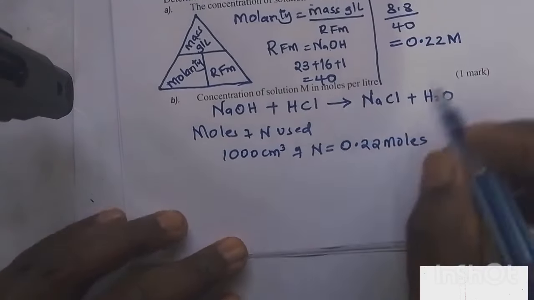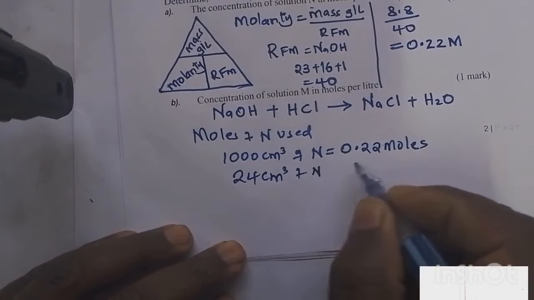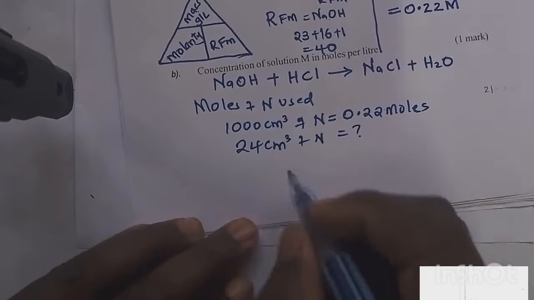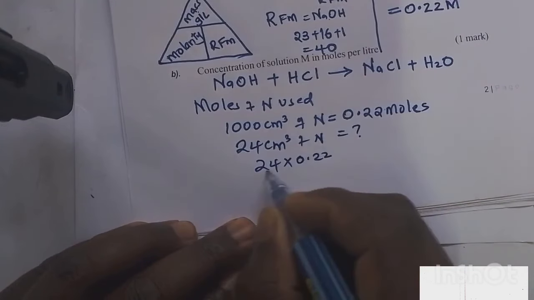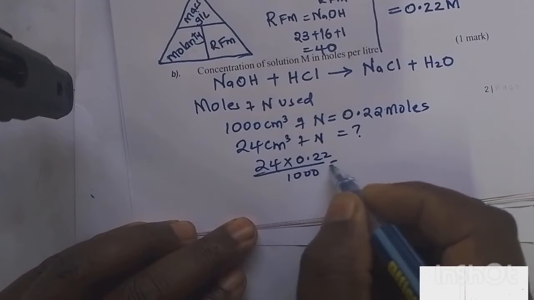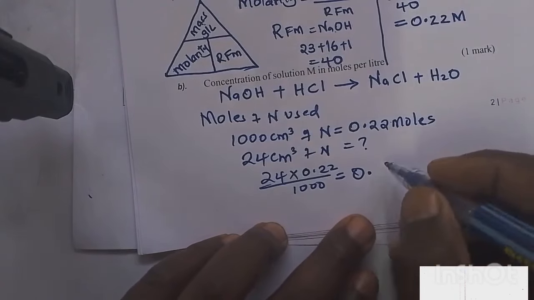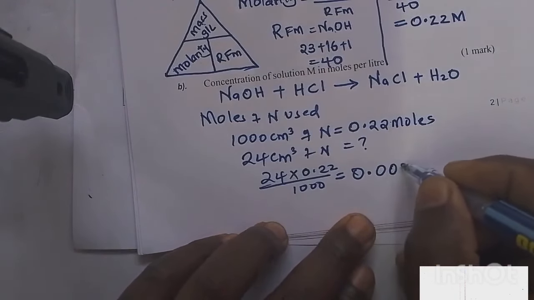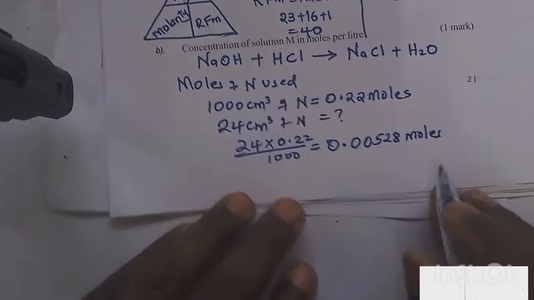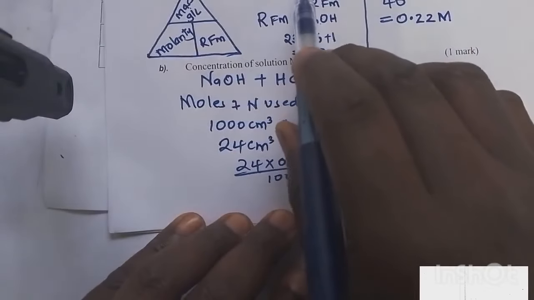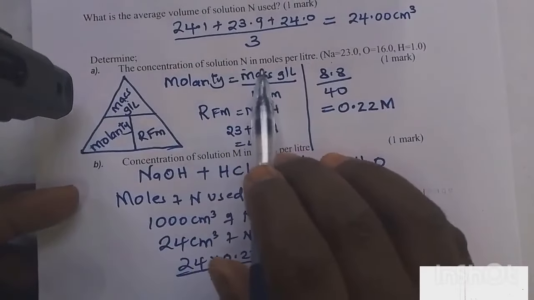Then now we will find out 24 centimeters cube of solution N will contain how many moles. Therefore, we will say 24 times 0.22 divided by 1,000, and this one will give us 0.00528 moles. Now, this is the number of moles of N used. Number of moles of N used, that is sodium hydroxide.